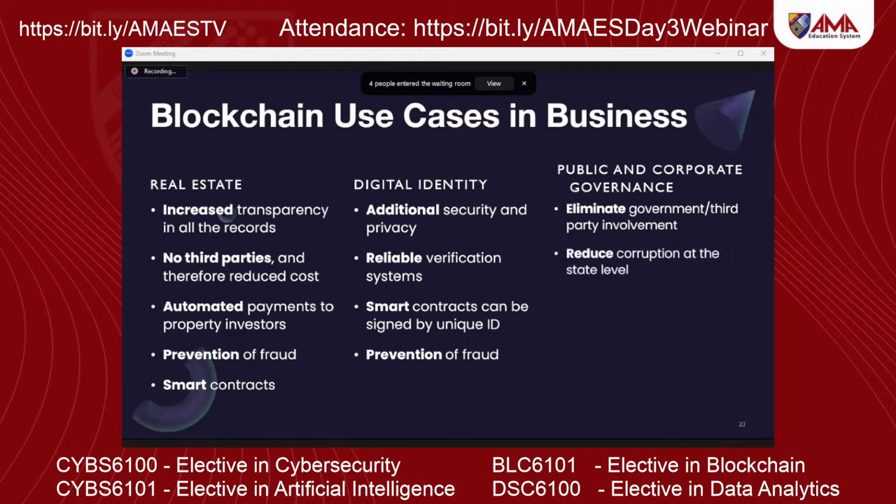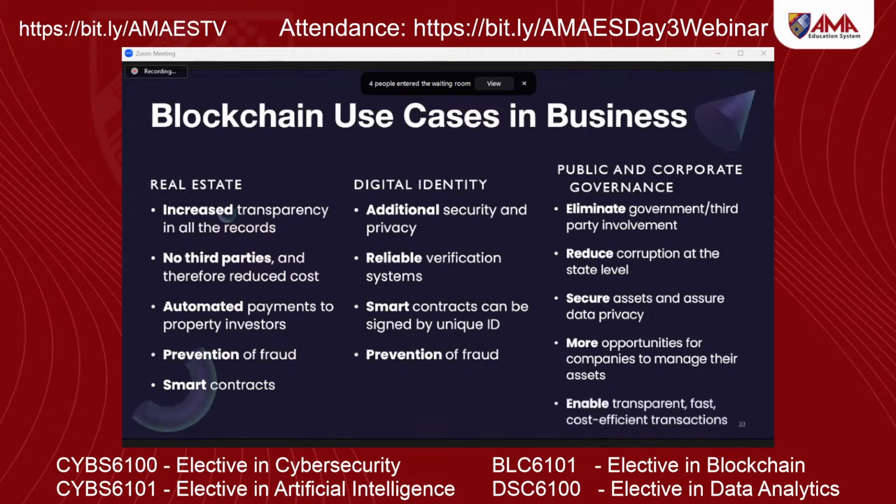Reduce corruption sa state level. Okay, yun nga. Mawala na yung mga fixers natin. Then secure assets and assure data privacy. Then more opportunities for companies to manage their assets. And last one, enable transparent, fast, cost-efficient transactions.